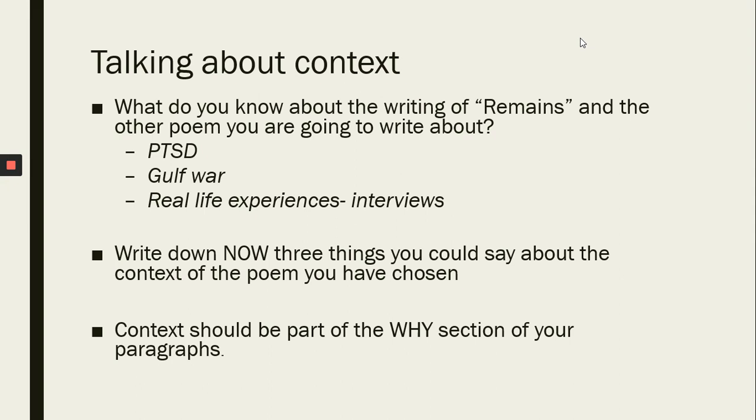So what you need to do now is go back to the poem of your choice, look at your notes and write down 3 things you could say about the context of the poem that you've chosen. Now remember, context should be part of the why section of your paragraphs. It doesn't need to be long and it shouldn't be sandwiched in. We don't want to be saying things like, the social context of this poem is. We need to be saying the writer has chosen to write about this because. The reader should be aware of this because. So pause your video, write down your 3 things.